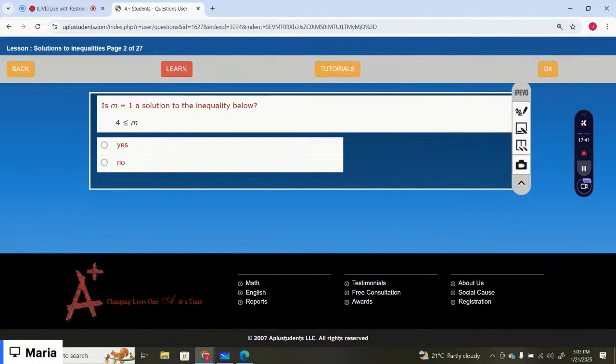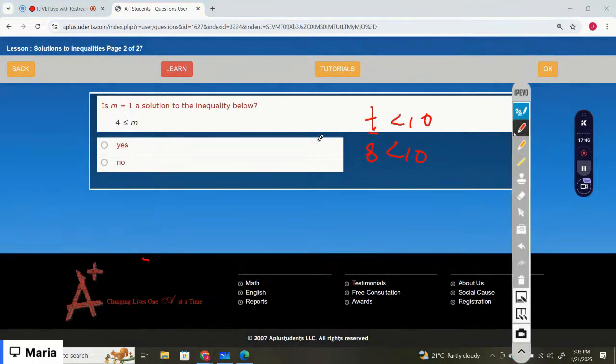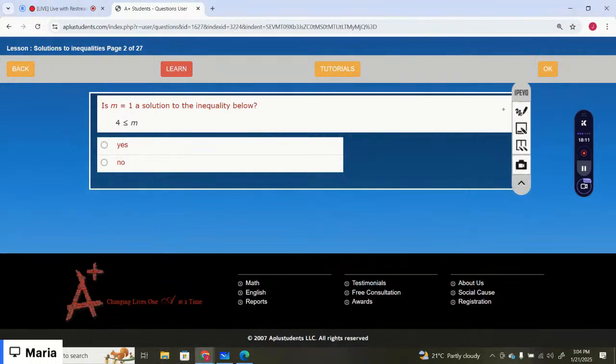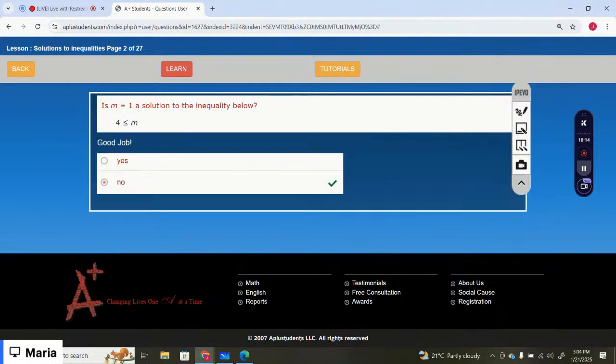Is m equals 1 a solution to the inequality below? 4 is less than or equal to 1. Is it true or false? False it is. 4 is not less than 1, right? So 1 is not the solution to the inequality. The correct option is no.